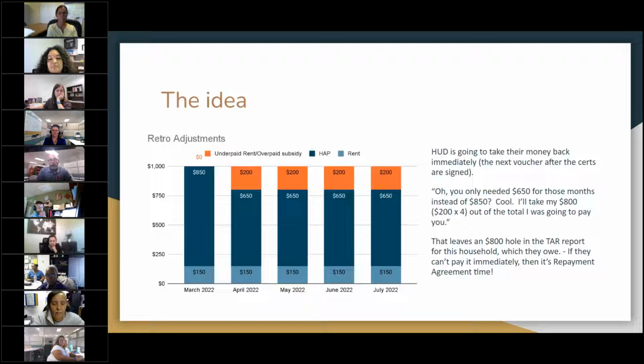So that same $800 the resident owes, and that's the issue, right? If you pull up the TAR out of Yardi, it'll show they owe that $800. If they can't pay it immediately, then that's when a repayment agreement becomes involved.